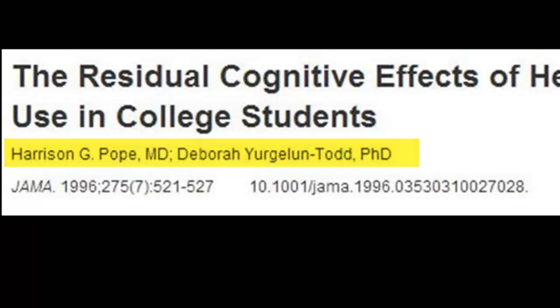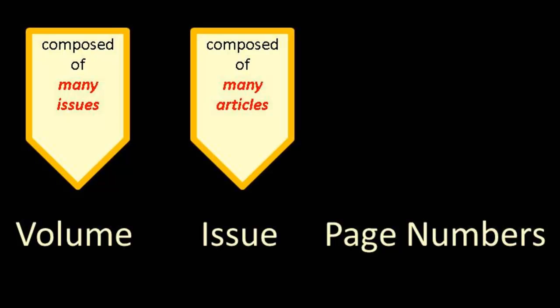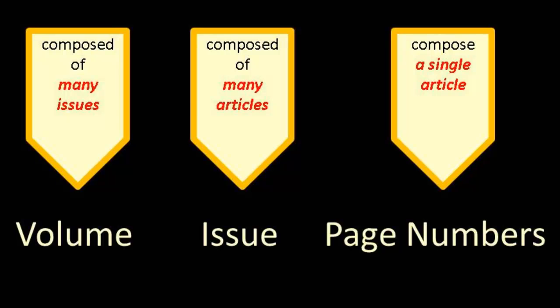But then the citation gives us this string of numbers: 96, 275, 7, 521, 527. We know that one of these numbers has to be the publication date, and the only one that looks like a publication date is 1996. In this citation, the volume number, issue number, and page numbers are not labeled. The trick here is to remember that publishers always list the bigger component followed by the smaller parts. A volume is many issues, a single issue has many articles, and the page numbers indicate a single article.